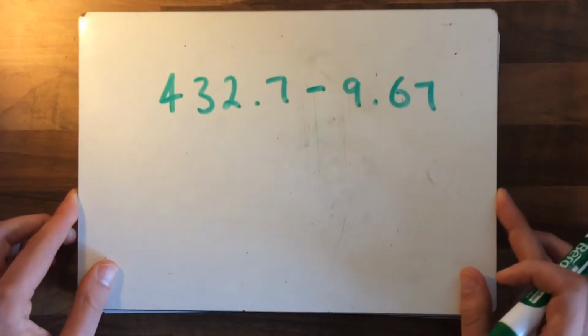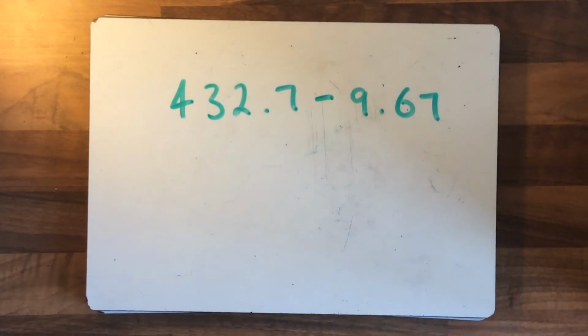Okay, could you have a go at this one for me then? Year 6. 432.7 subtract 9.67. Could you have a go at writing that out and then pausing the video and then unpausing it to see if you get it right?